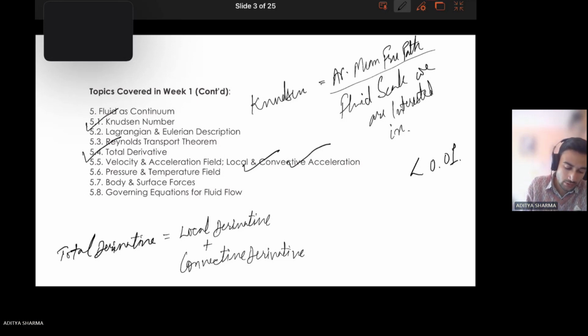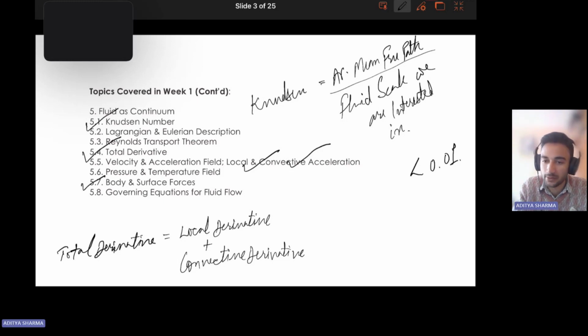Next, body and surface forces were discussed in the momentum equation of the fluid. In the momentum equation of the fluid, these forces are considered because when we are dealing with flows, any type of fluids, basically a fluid dynamics problem, we have to consider momentum equations, right?